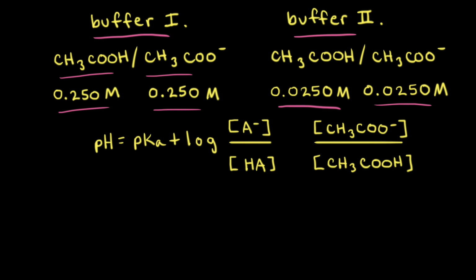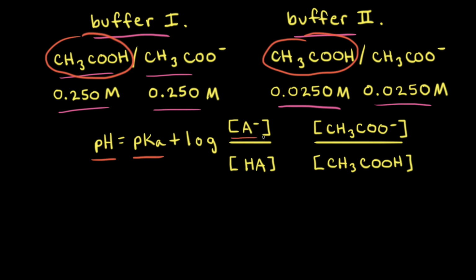Let's calculate the initial pH of both buffer solutions using the Henderson-Hasselbalch equation. In the Henderson-Hasselbalch equation, the pH of the solution is equal to the pKa of the weak acid, which for both buffers is acetic acid, plus the log of the concentration of the conjugate base divided by the concentration of the weak acid. In this case, the conjugate base is the acetate anion, so the concentration of the acetate anion divided by the concentration of acetic acid.